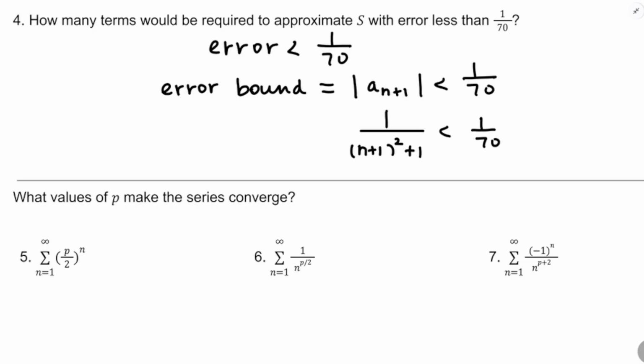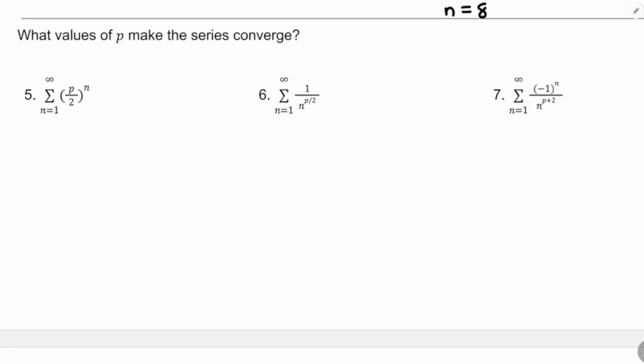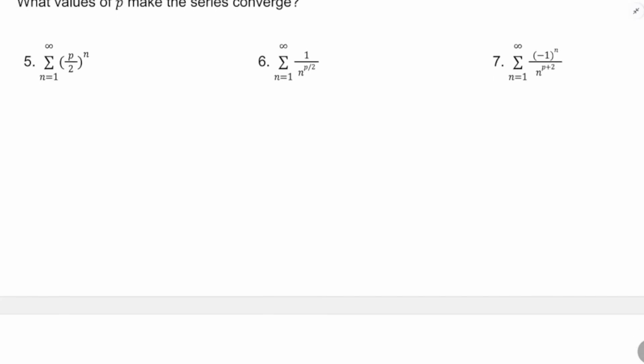If n equals 7, I had 8 squared plus 1. No, wait, 8 squared is 64. Yeah, that was not right. I needed 9 squared plus 1. So in that case, n equaled 8, and that's how I knew I needed 8 terms. I don't love that, but I'm sure there's a better way out there.